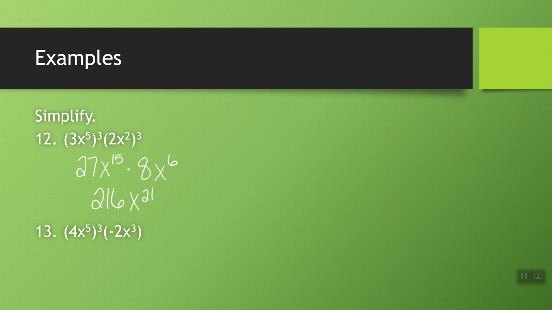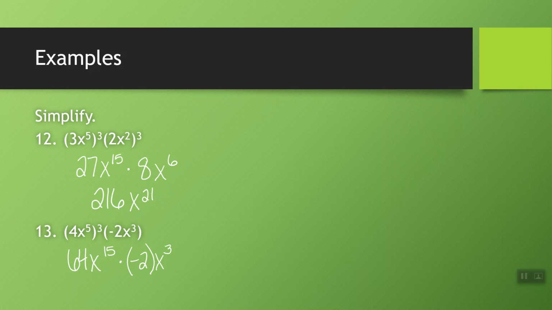In the next example, we have 4x to the 5th, all being raised to the 3rd power. So 4 to the 3rd, that's 4 times 4 times 4, which is 64. X to the 5th to the 3rd, we had that in the last example, that's x to the 15th. And then we're multiplying it by negative 2, x to the 3rd.